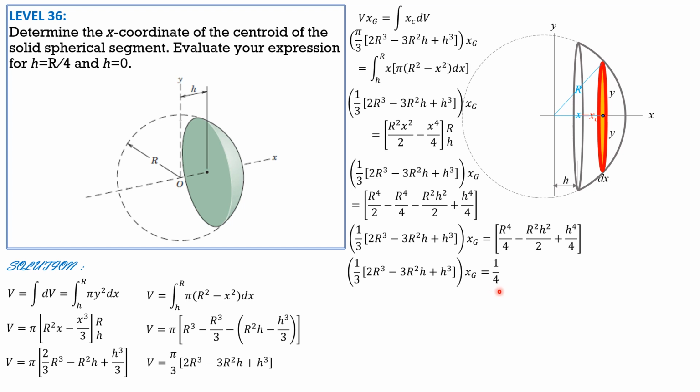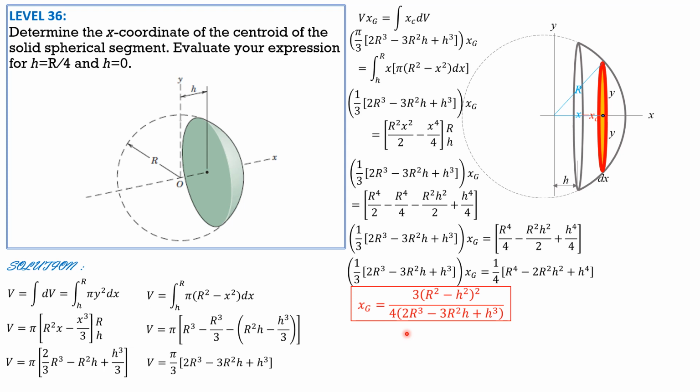Then xg equals 1/4 quantity r to the fourth minus 2r square h square plus h to the fourth. So take note that this is a perfect square trinomial. The factor would be quantity r square minus h square raised to 2. So therefore xg is 3 times quantity r square minus h square quantity square, which is this perfect square trinomial, divided by 4 of this. So that's the value of xg.